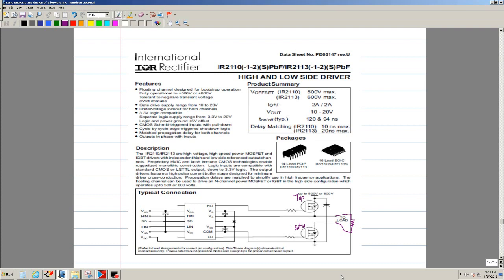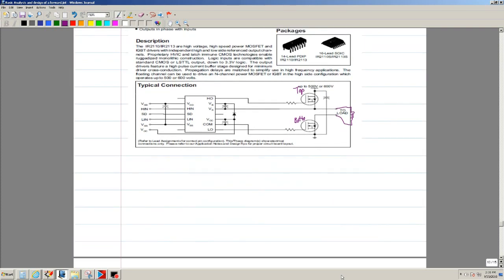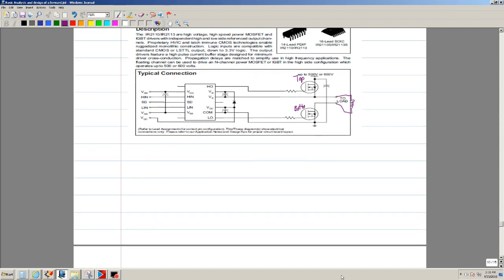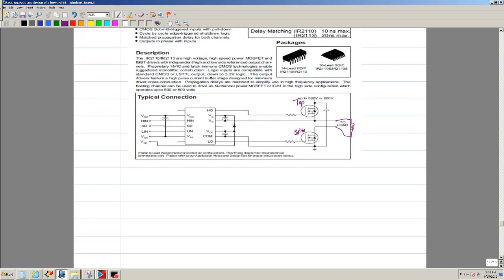Okay, and what's neat about this driver, and let's see if I can explain it, is it's got a little bootstrap or a charge pump, and the charge pump is this capacitor and diode. Okay, that's very critical. So basically you have that circuit. Okay, but let's take a look at what's inside.